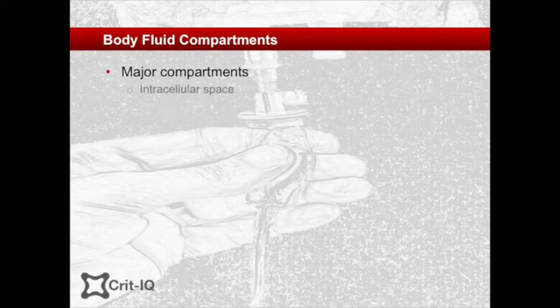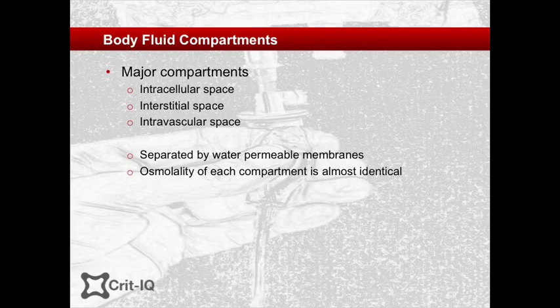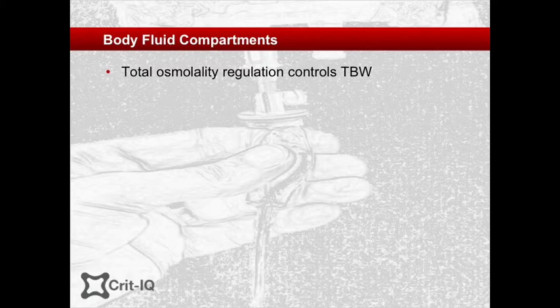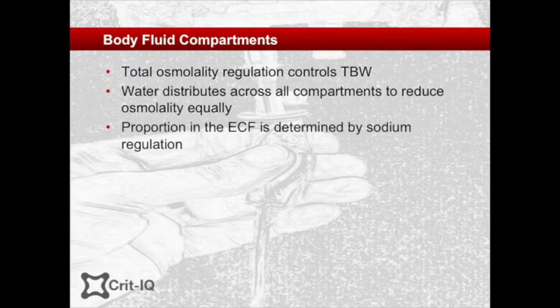The three major compartments, intracellular space, interstitial space, and the intravascular space, are separated by water-permeable membranes, with the result being that they contain almost identical concentrations of osmotically active particles. In short, total osmolality of the body determines the total body water. As osmolality rises, total body water is increased, and this distributes across the total body water space along osmotic gradients. The proportion of this that is in the extracellular space is determined by total sodium balance.